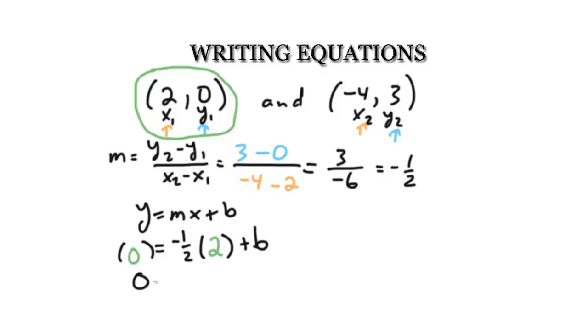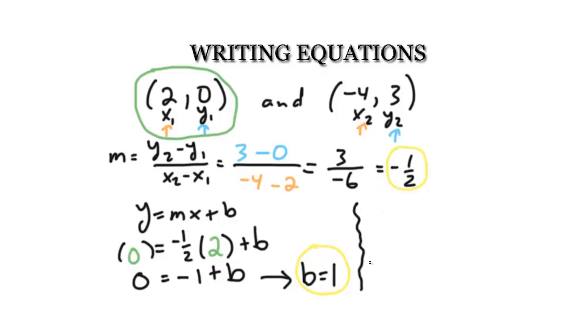We have 0 on this side equals negative 1/2 times 2, so that's just negative 1 plus b. Guess what? b has to be 1. You add 1 to both sides, then b is just 1. So now we have b is equal to 1. We found b, and we already know m is negative 1/2. That's the slope. Now that's enough information to write our equation for the line that passes through these 2 points that we started off with.